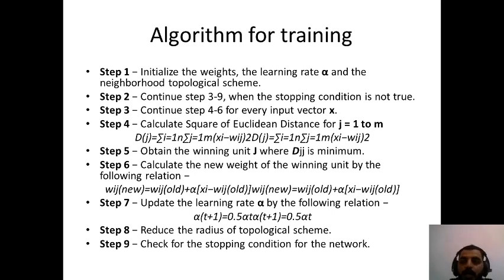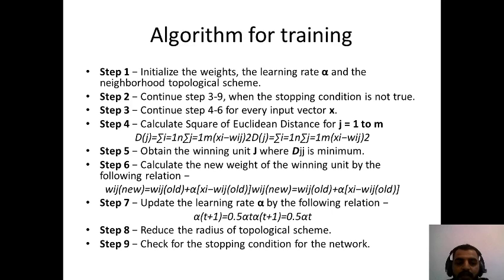Now, what is the algorithm for training? There are 9 steps involved in this training algorithm. The first step is to initialize the weights, the learning rate, and the neighborhood topological scheme. The second step says continue steps 3 to 9 when the stopping condition is not true. The third step says continue steps 4 to 6 for every input vector x. Now calculate the square of the Euclidean distance for j equal to 1 to m.